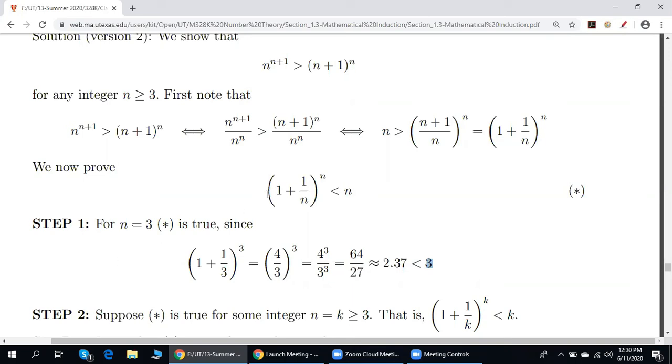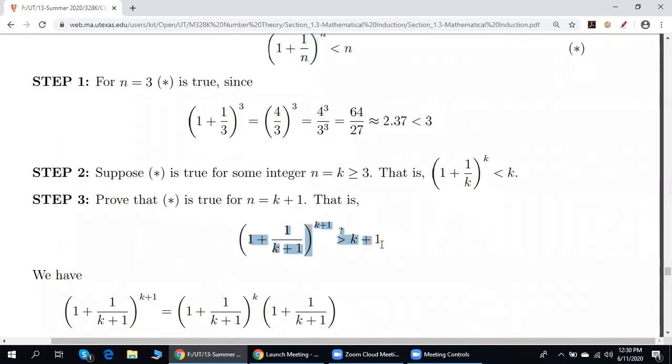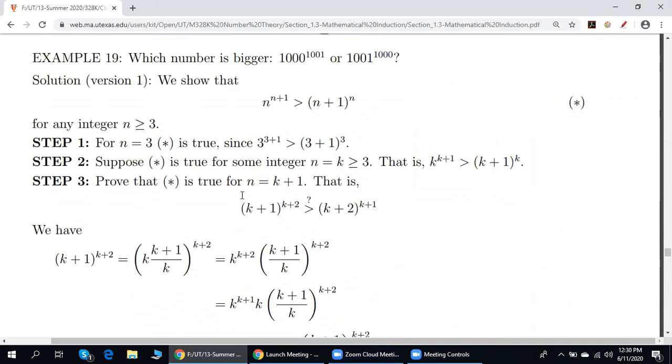Step 2, suppose this is true for some integer n equal to k, which is greater than or equal to 3. That is this. Now let us prove this for n equal to k plus 1. Let us prove this. Oh, excuse me. Yes, we should switch the sign. It turns out that it is much easier to deduce this from this than this from this.